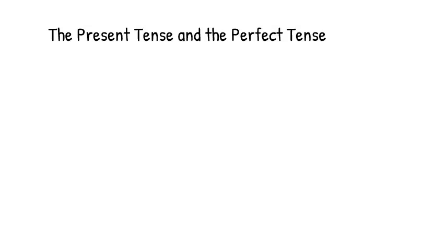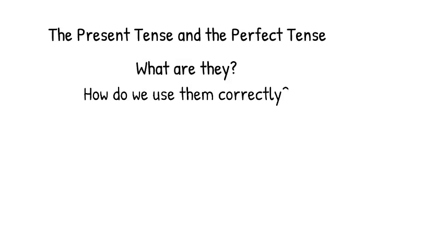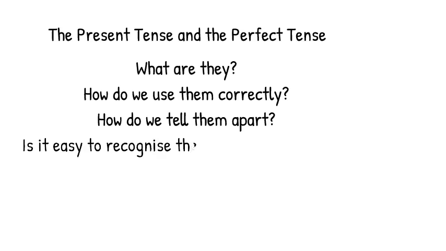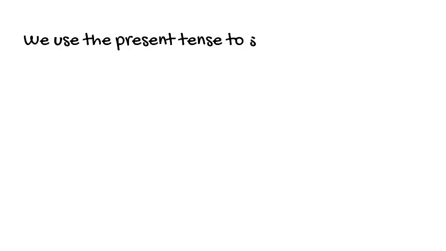Okay, for our French GCSE revision, we are going to look at two tenses side by side, the present tense and the perfect tense. We are going to see how we ensure that we are using them correctly, how we tell them apart, and how we recognize them in the spoken and the written language. We use the present tense to say something that we normally do or are doing at a particular time.